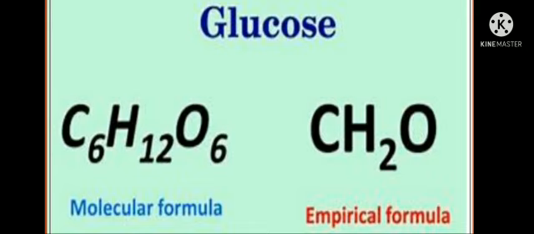For example, in CH2O, we have carbon, hydrogen and oxygen. Here, the carbon with subscript value 1, the hydrogen with subscript value 2, the oxygen with subscript value 1. Finally, we will get C1H2O1 or otherwise CH2O. First, we will discuss the steps involved in determination of empirical formula. Then we will discuss the determination of molecular formula.